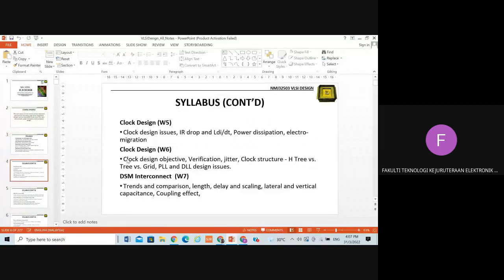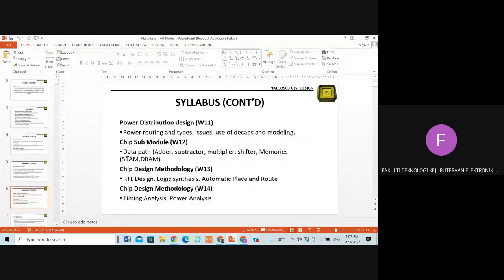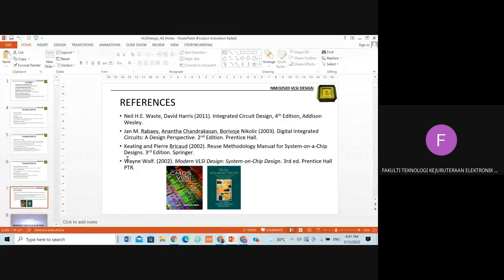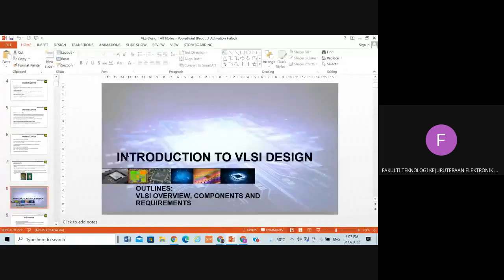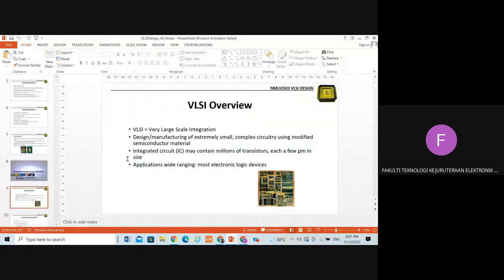Right. So the syllabus was already discussed just now. Reference book also discussed. Now we go to introduction to VLSI design. Okay, what is VLSI? It stands for very large scale integration. I believe every one of you already knows this word, VLSI design, VLSI. Okay, so we also have ULSI, LSI, and so on. The terms actually depend on the number of transistors. How many transistors inside the chip?